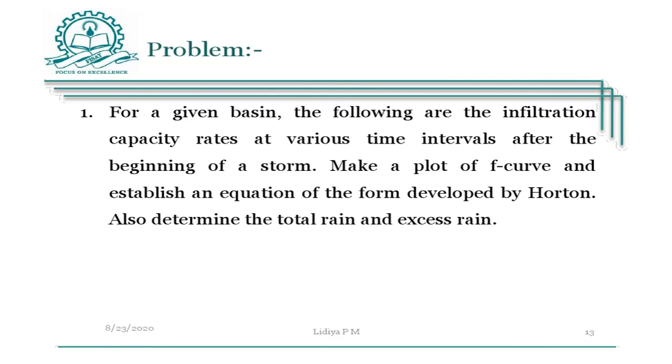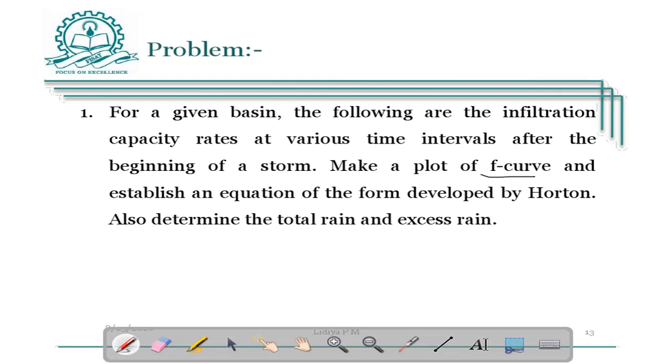Good morning all. Today we will be discussing a problem of infiltration. For a given basin, the following are the infiltration capacity rates at various time intervals after the beginning of a storm. Make a plot of the F curve, that is, we have to draw Horton's curve and establish an equation of the form developed by Horton. Also determine the total rain and excess rain. So first step we have to draw the F curve, then we have to develop the equation.